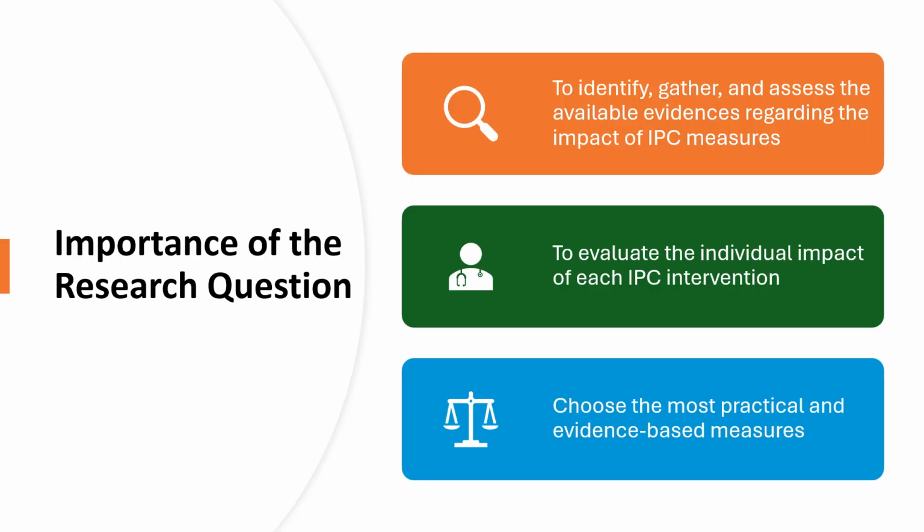Why is this research question important? Firstly, to identify, collect and evaluate the available evidence regarding the impact of IPC measures on CRE. Secondly, to evaluate the individual impact of each IPC intervention in controlling HAI and AMR dissemination. Thirdly, to choose the most practical and evidence-based measures.